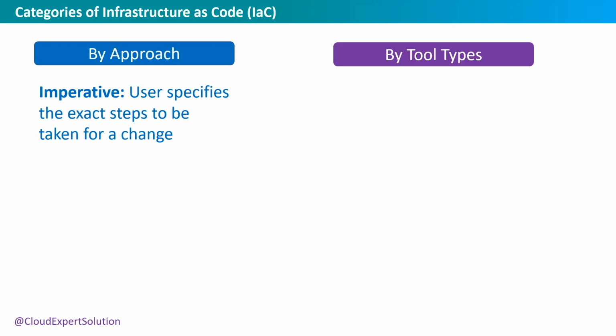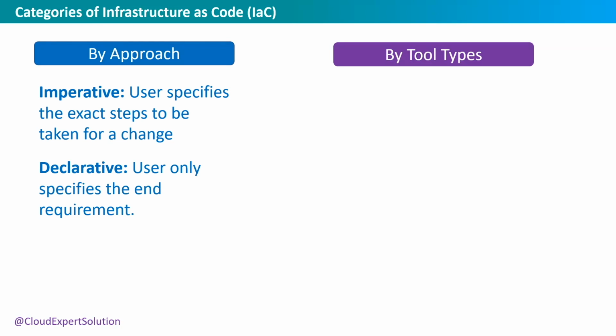There are two different approaches. The first one is imperative and the last one is declarative. Under the imperative type, the user specifies the exact steps to be taken for a change. The other category is declarative, where users only need to define the end requirements, and the specific tool or platform handles the steps to take in order to achieve the defined requirement.